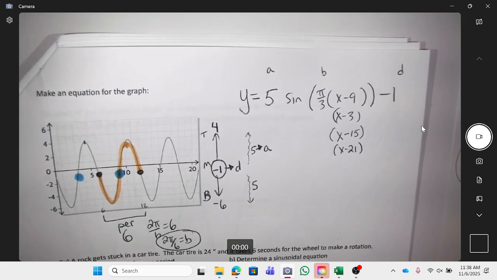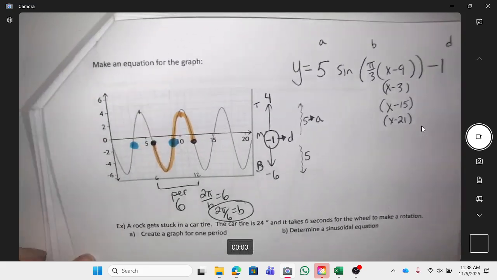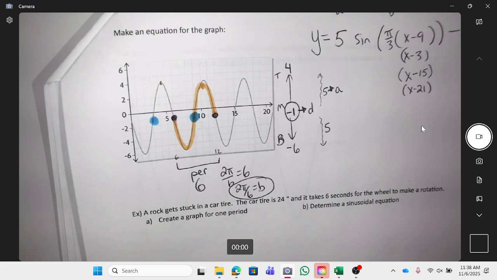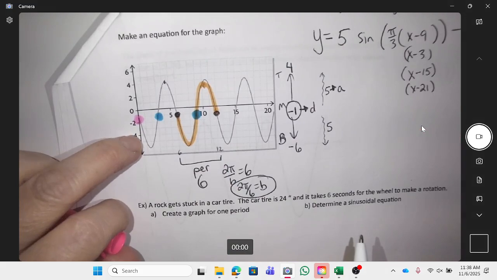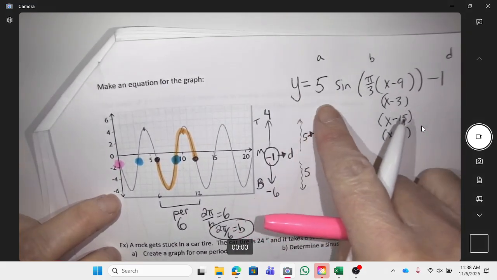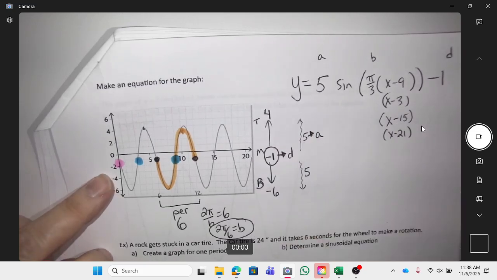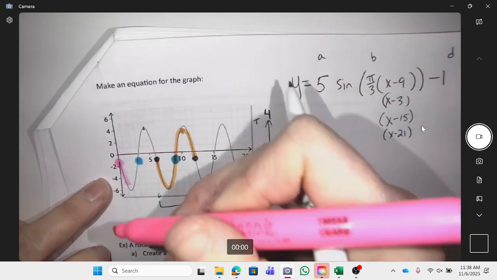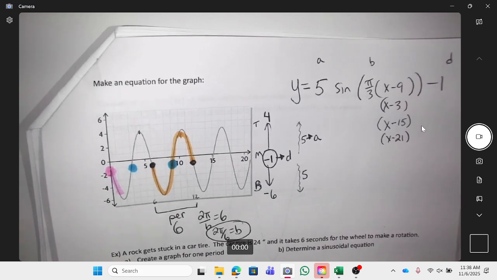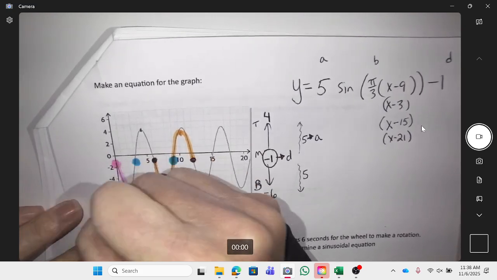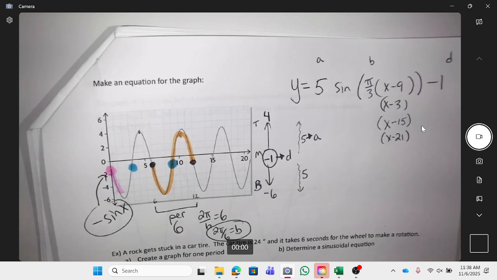I also see another option here. This is kind of tricky, but what if I wanted to just start on this line? How would I change something here? Does anybody know? If I wanted to start middle heading down in an equation, what could I just change in my equation? Negative sign. Right? So that's another option. I could have just written a negative sign, and then I wouldn't even have any c value now because it's at 0.